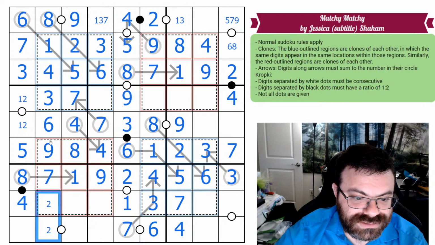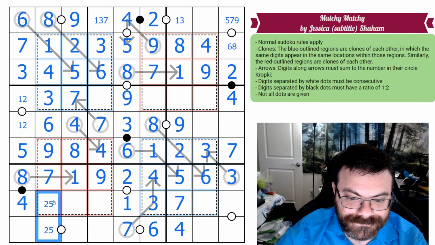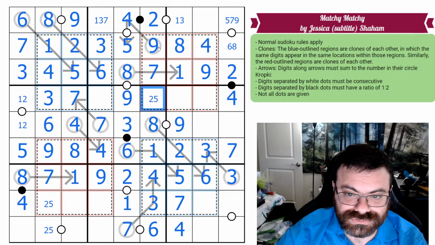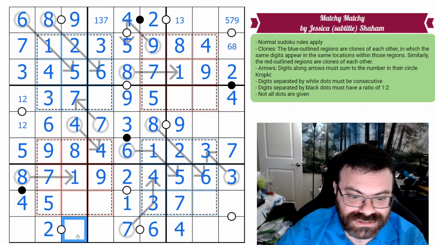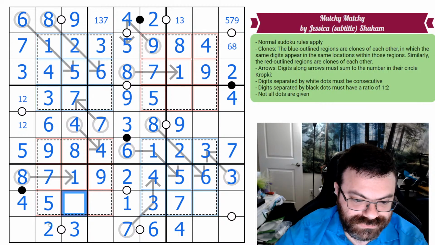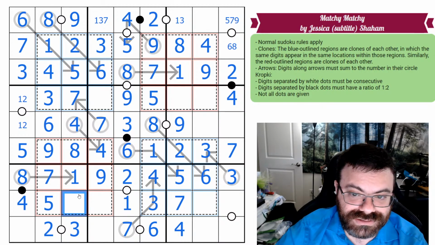Tried to scan that, didn't see anything. We also need a 5. So this is 2 or 5. This sees a 5. I should have scanned that better. This is 2. This is 3. We have 1, 2, 3, 4, 5. We need 6 and 9 here. This is 6. This is 9.